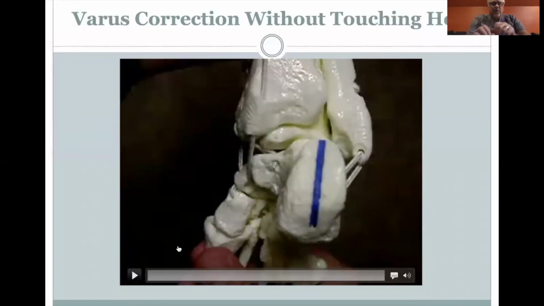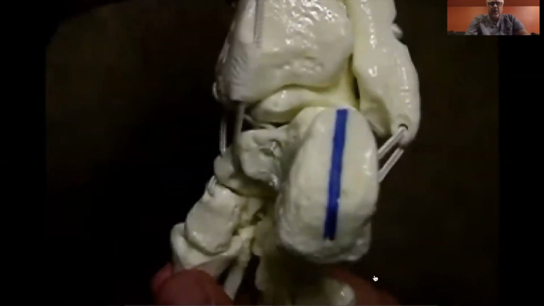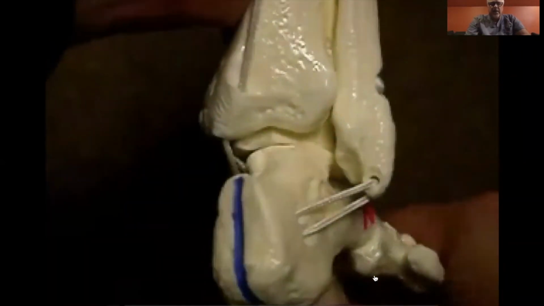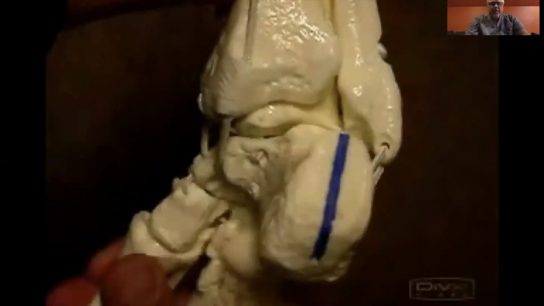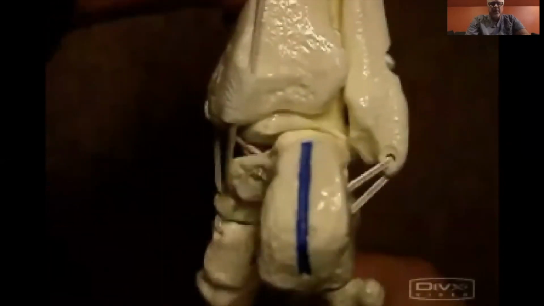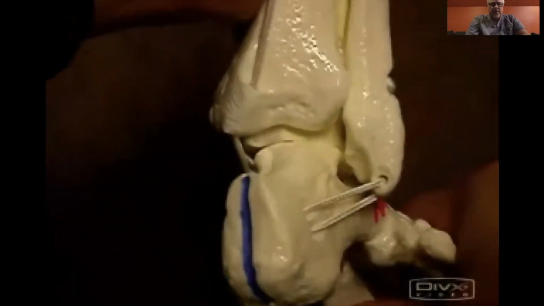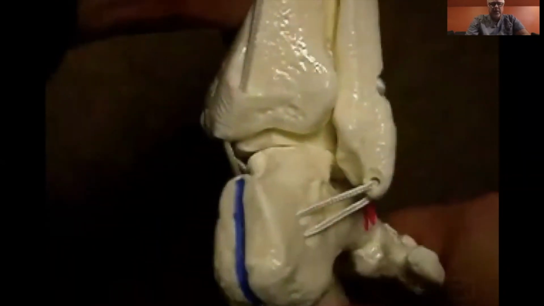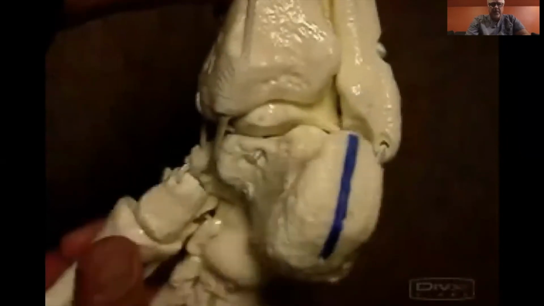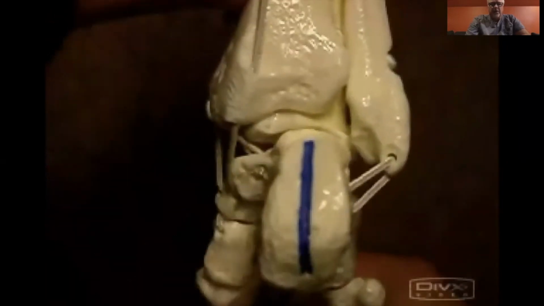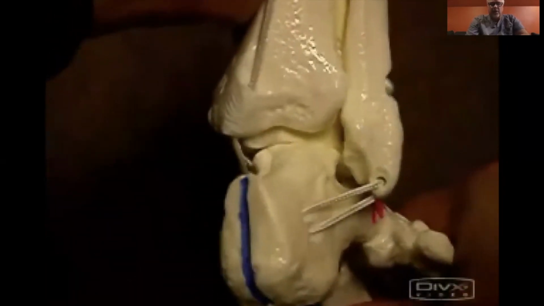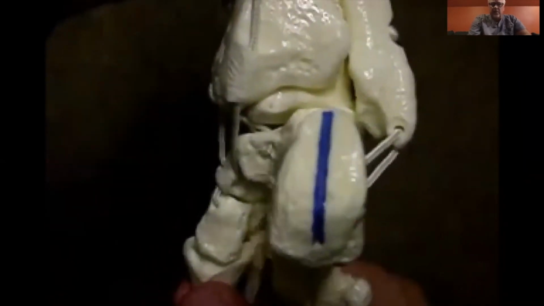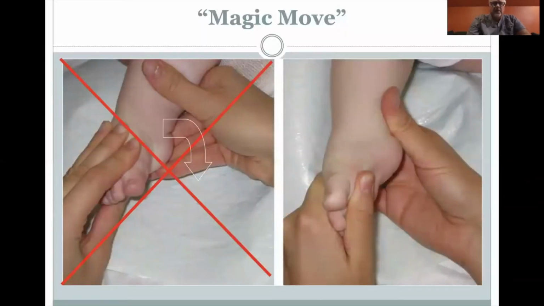Watch how we're not touching the calcaneus, but watch how the heel comes out of varus by abducting the foot in supination around the stabilized talus. You can see how the heel comes out of that severely inverted position back to a rectus position. And you should never touch the calcaneus while you're doing the Ponseti method. That's a really important concept.